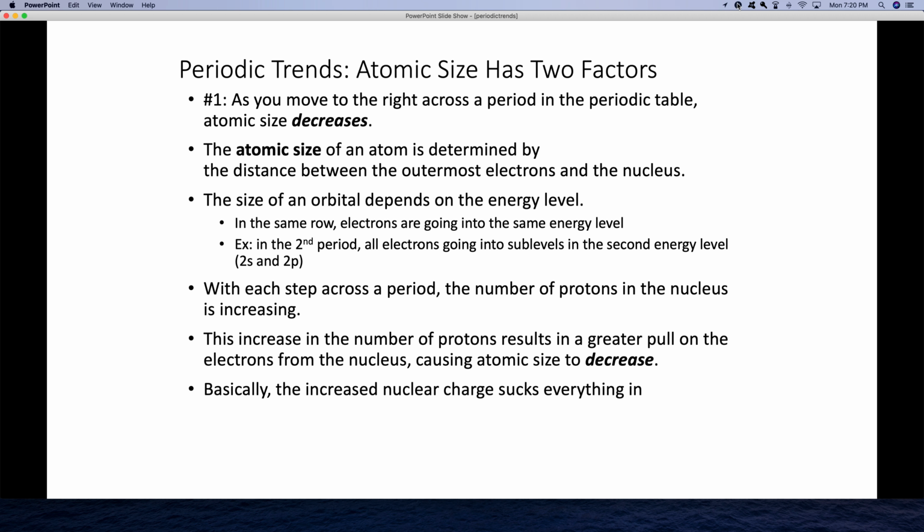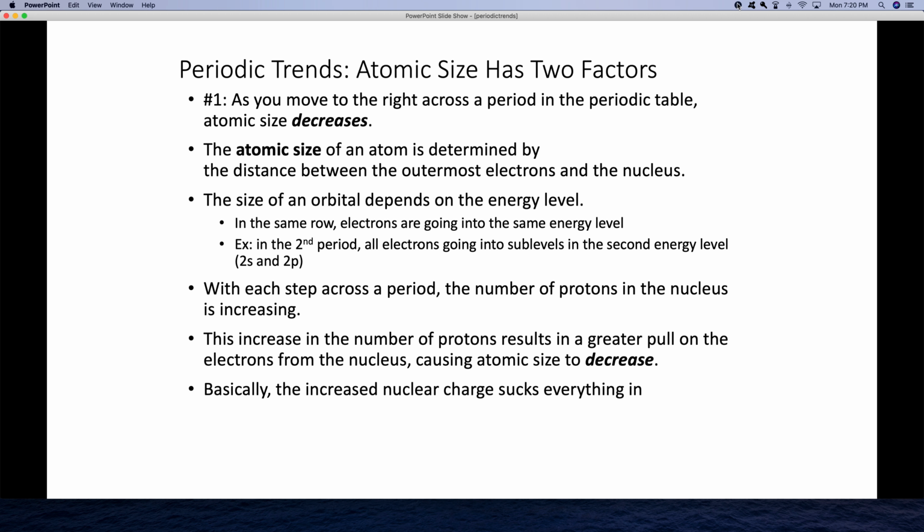In the same row, as we go across a row, the electrons that are being added are going into the same energy level. So for example, in the second row, lithium, beryllium, boron, all the electrons that we're adding are going into the second energy level. Lithium is 2s1, beryllium is 2s2, boron is 2s2, 2p1, and so on. The second energy level is, in general, about the same distance, but as we go across a row, we're also adding protons to the nucleus. So more protons in the nucleus, a bigger positive charge, is going to tend to pull everything else in, because the second energy level is pretty much the second energy level.